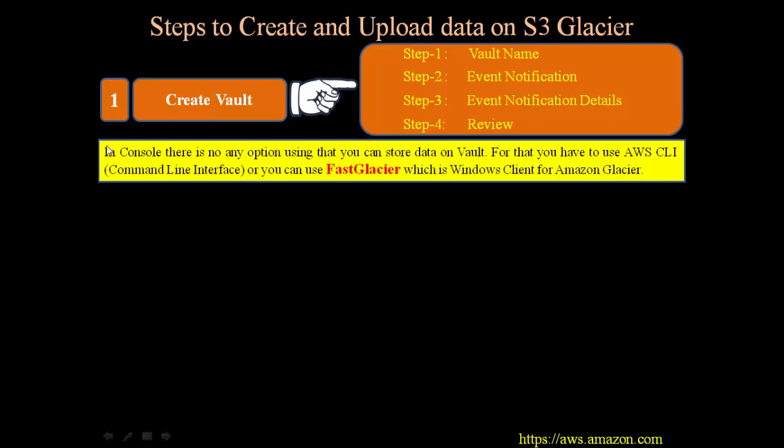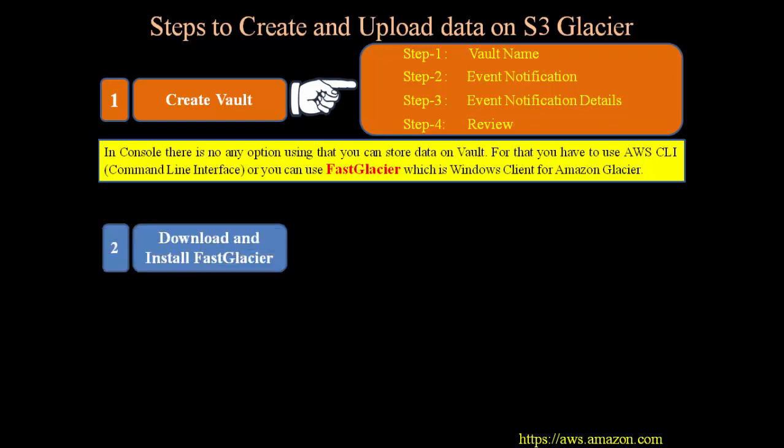Or you can use another option, that is Fast Glacier. You can use Fast Glacier to store data in and retrieve data from the vault. So what is Fast Glacier? It is nothing but a Windows client for Amazon Glacier. In today's video, I will use Fast Glacier to store data inside the vault and to retrieve data from the vault. So the first step is we have to download and install Fast Glacier.